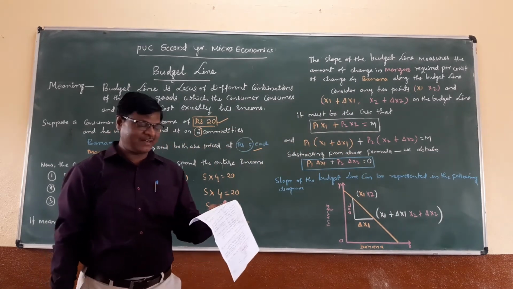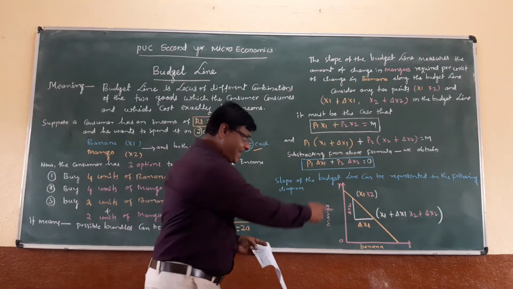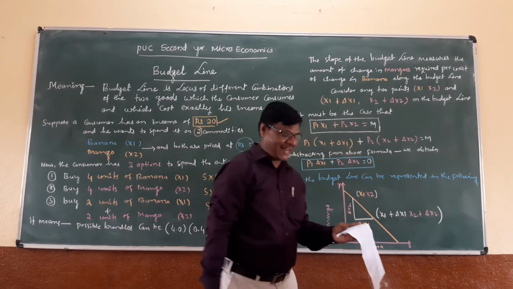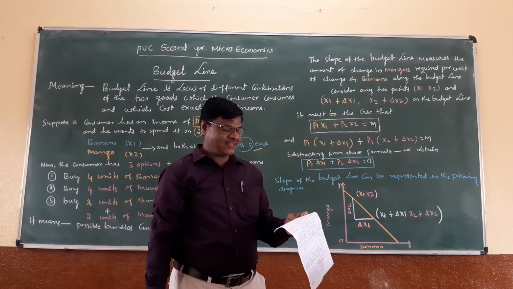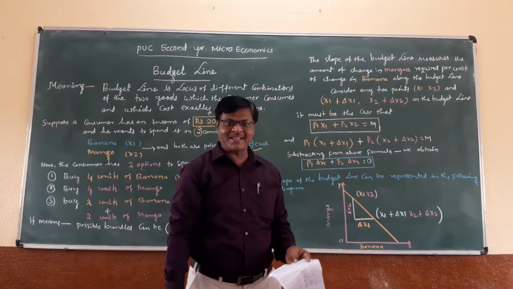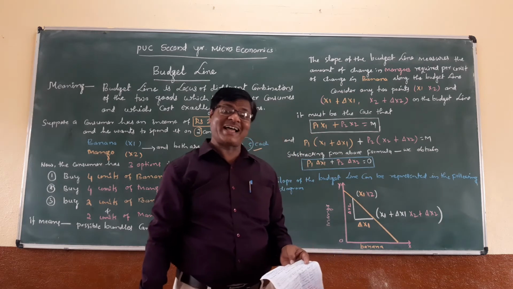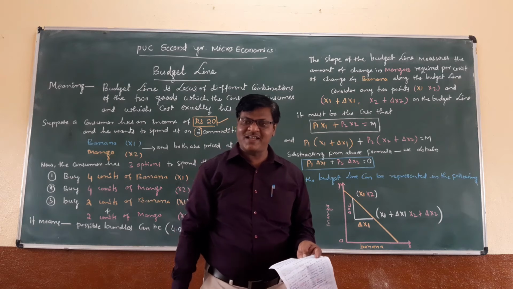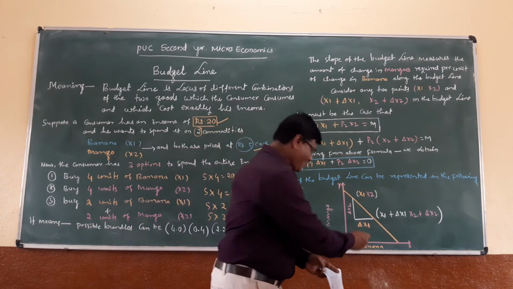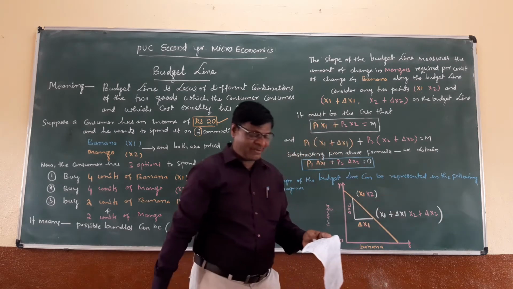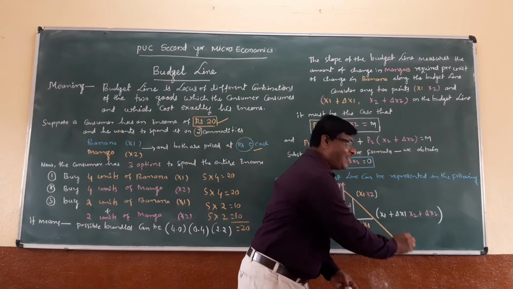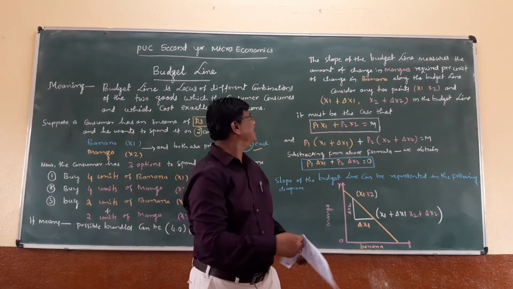When all these three bundles are represented graphically, we get a downward sloping straight line. It is known as the budget line or price line. The budget line is also called the budget constraint.